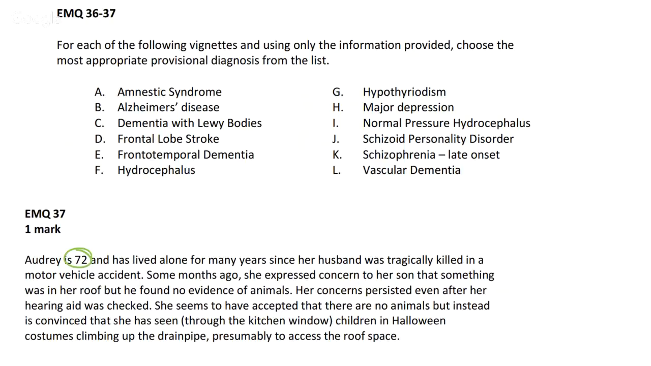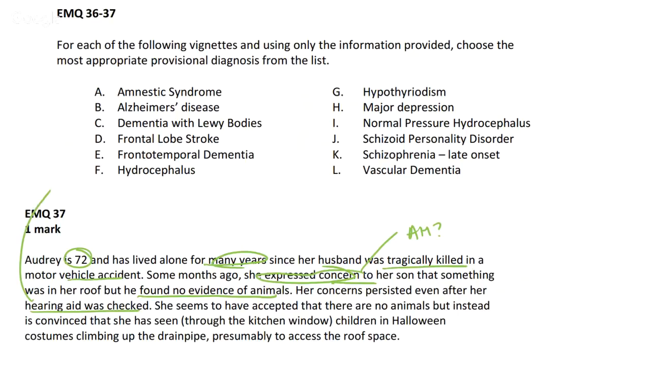So 72, lived alone for many years since her husband was tragically killed in an MVA. She expressed some concern to her son. So the fact that she's expressing concern, right? Remember we talked about hallucinations and delusions, and you can only define something as a delusion if you believe it for sure, that you can be sure that it's coming from externally in your mind. So we can probably comfortably say that this is potentially some sort of auditory hallucination, okay? But he found no evidence, so it's definitely not true. Her concerns persisted even after her hearing aid was checked.